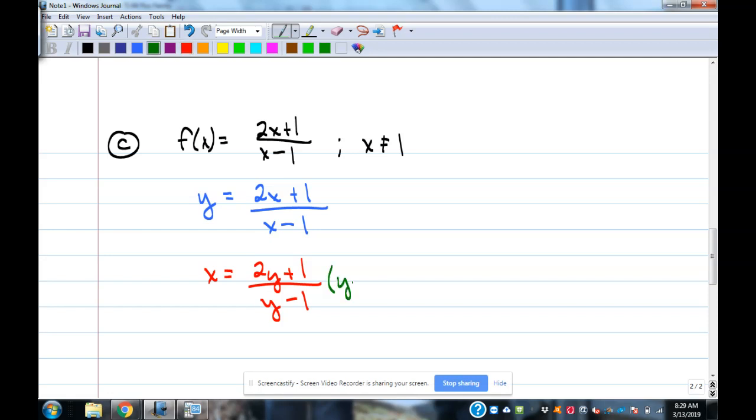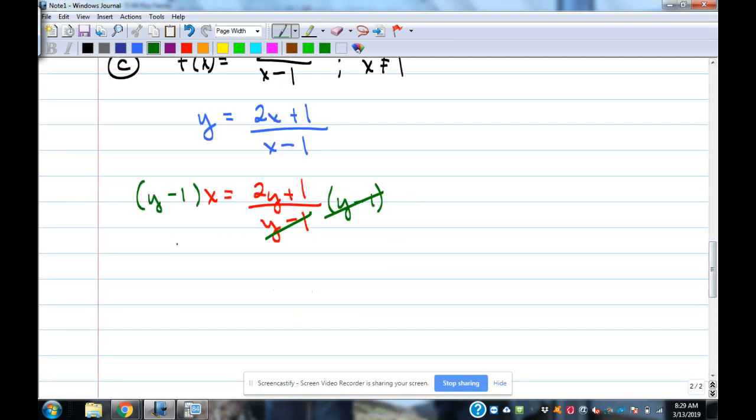Yeah, that's a great idea. If I multiply by y minus 1 on both sides, that'll undo the big fraction, which makes this seem a lot easier. So that's going to be xy minus x. And the other side is just the 2y plus 1.